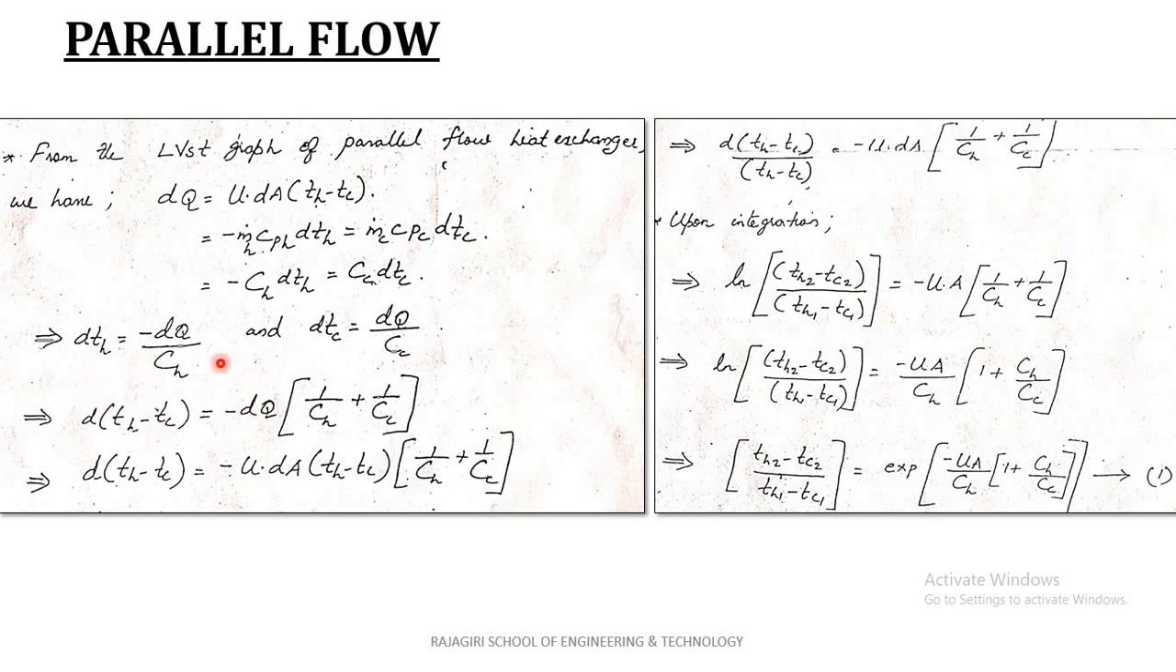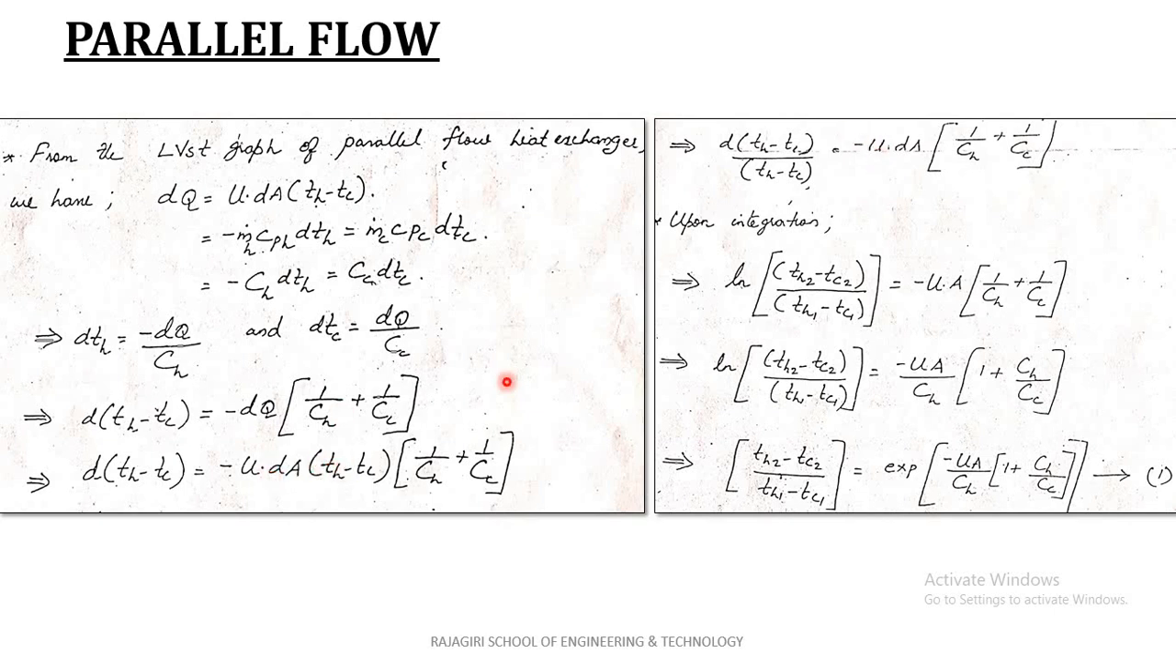Perform the operation dTH minus dTC. Up to here, it is the same. It is going the same as that of the LMTD derivation. d of (TH minus TC) is equal to U dA (TH minus TC). Substitute the value of dQ from this equation. You will get minus U dA (TH minus TC).